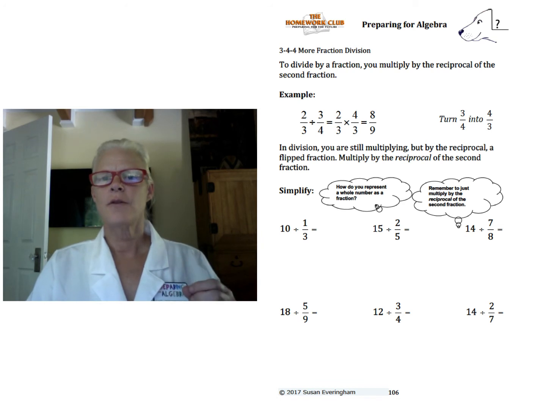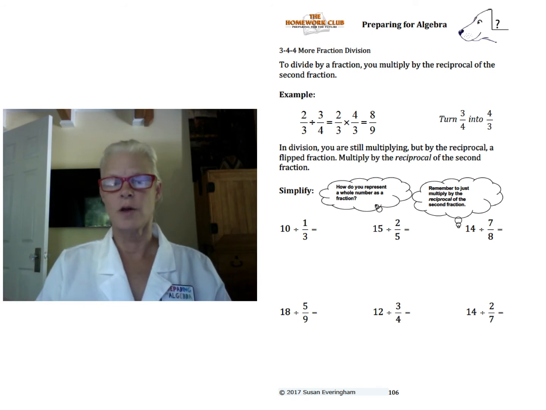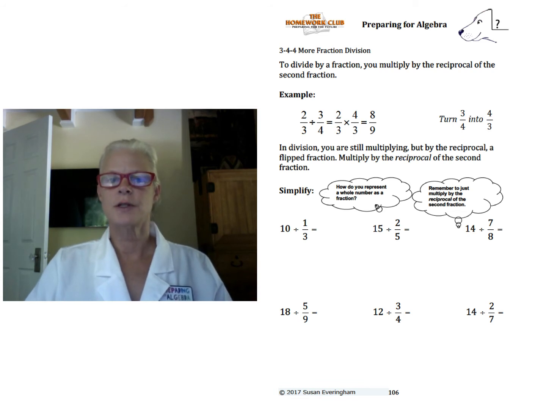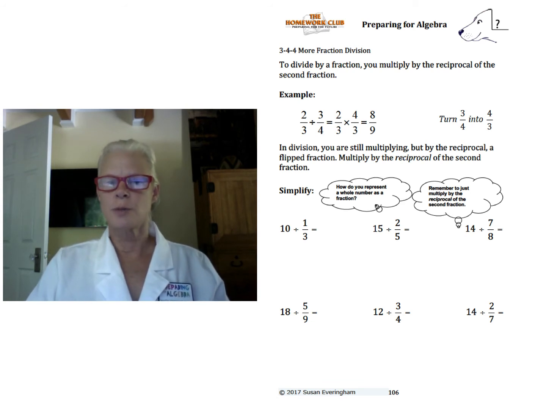Page 106, more fraction division. Okay, so dividing fractions has a trick. You take the second fraction, flip it over, take what we call its reciprocal, and then multiply it to the very first fraction. It's a simple trick, you just have to memorize this. So 2/3 divided by 3/4 turns into 2/3 times 4/3. And then you just multiply straight across, okay? In division, you're still multiplying, again, as I said, but by its reciprocal, a flipped fraction.